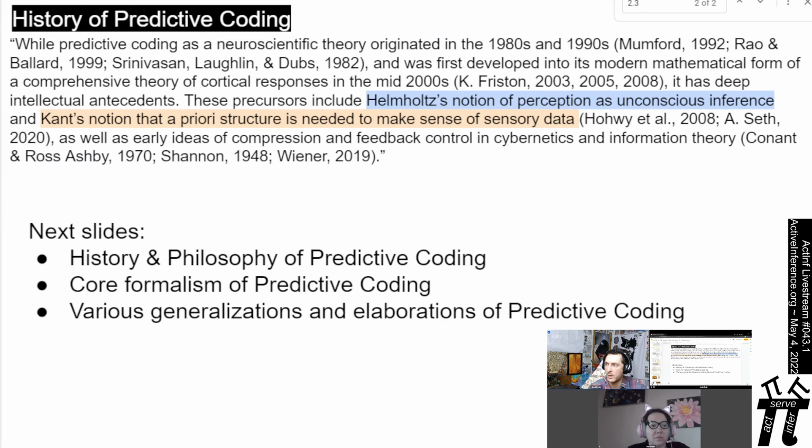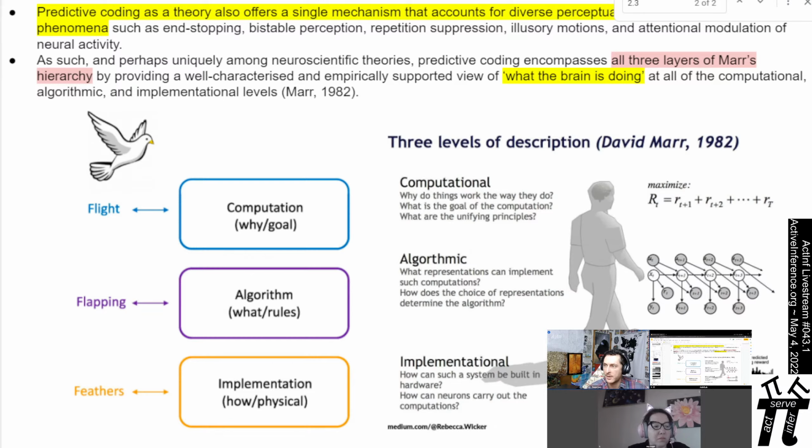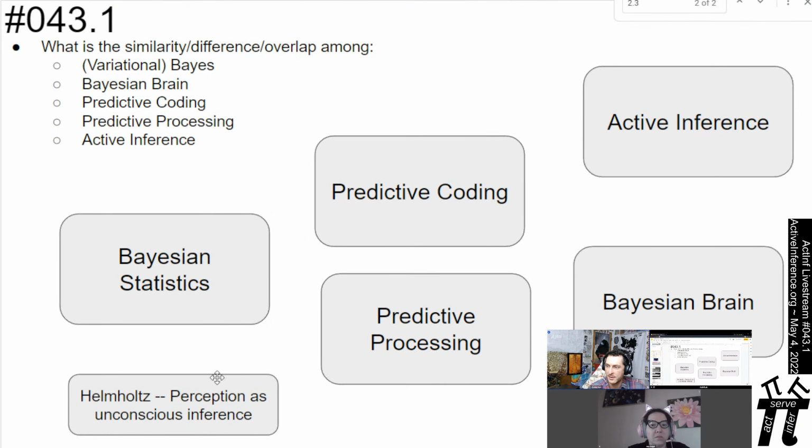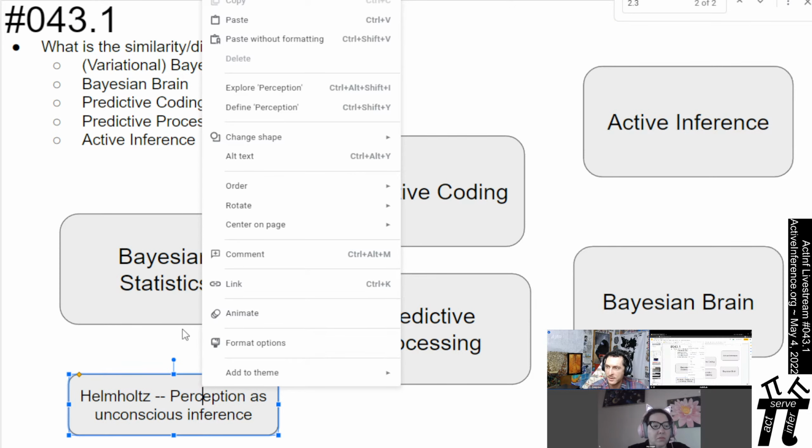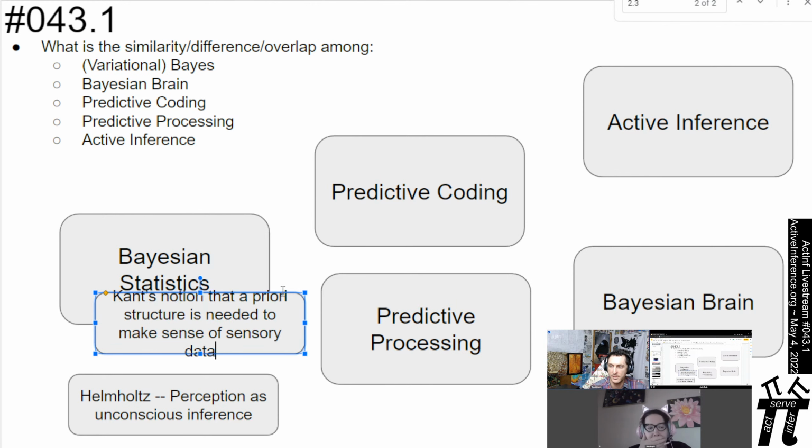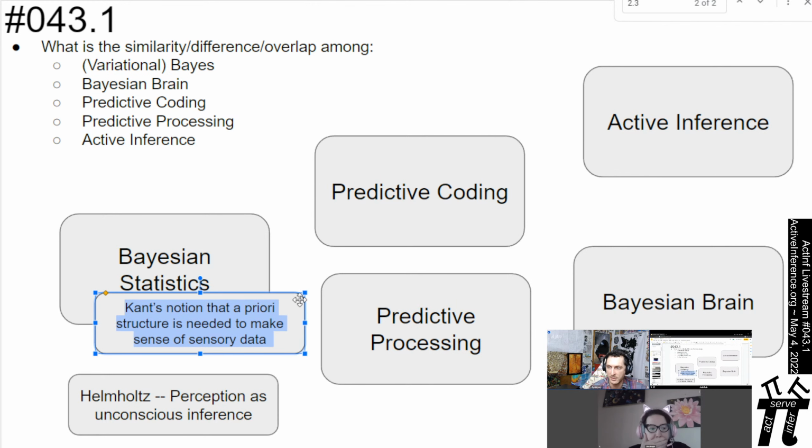So we're going to have one bottom layer of the cake with a Helmholtz and then also with the Kantian. So this is going to be our qualitative philosophical layer of the cake, these two notions.